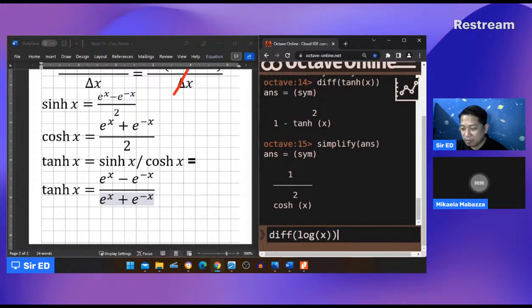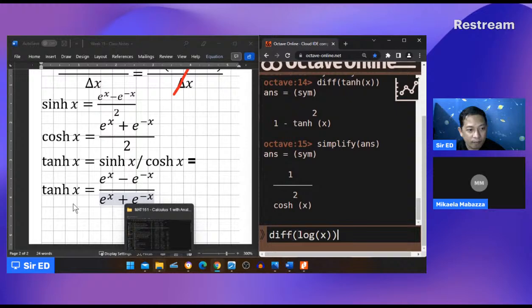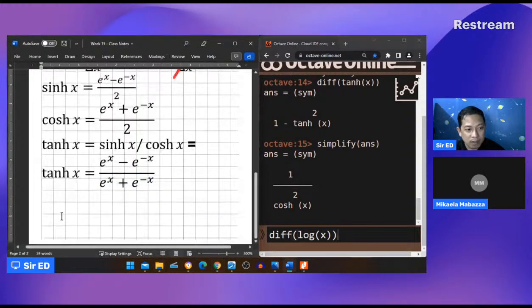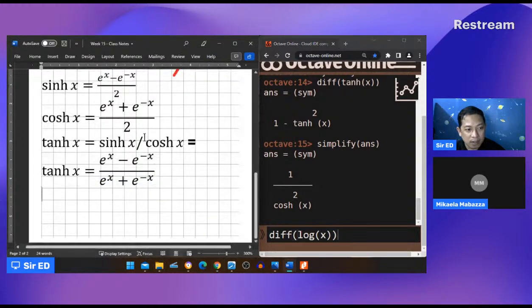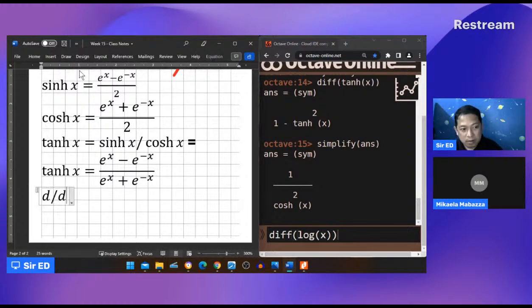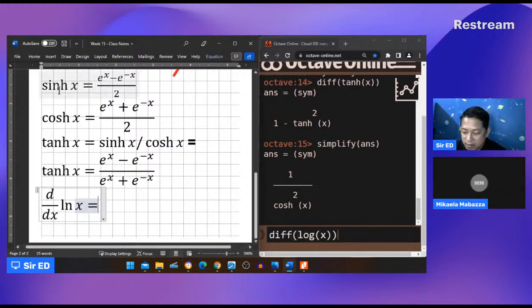What's the derivative of ln of x? Here. Derivative of ln of x. That's the answer. Pareho lang yung octave, pero sa octave, log of x ang banggit. Pareho lang siya. Ayan. Ano nga ba?